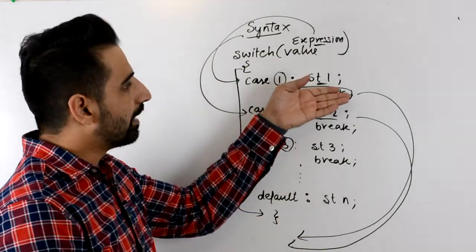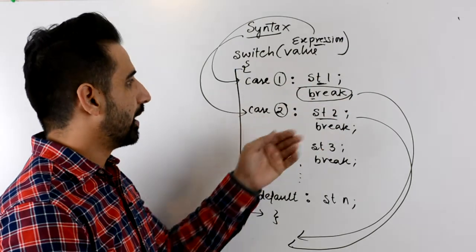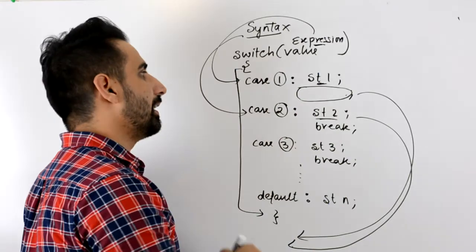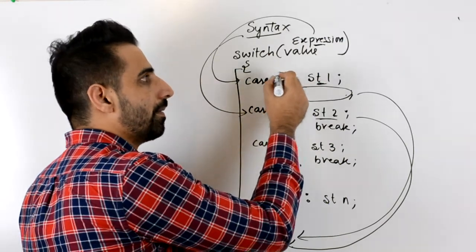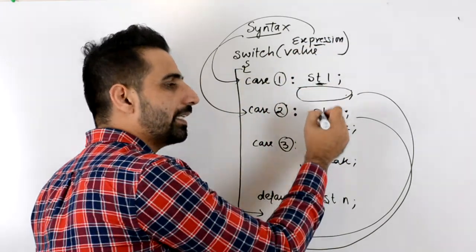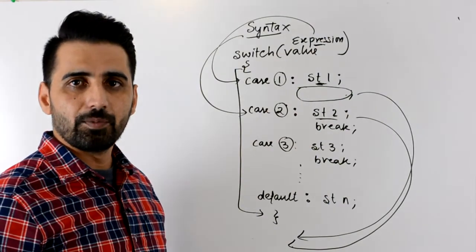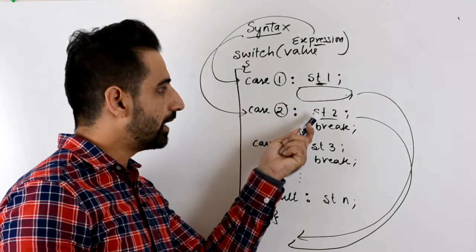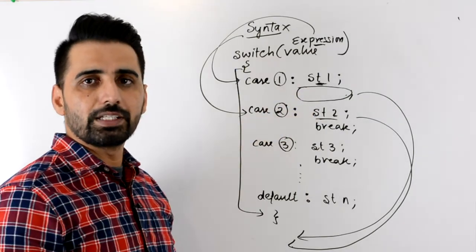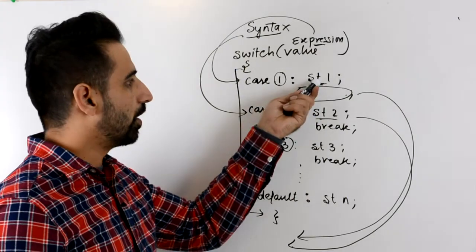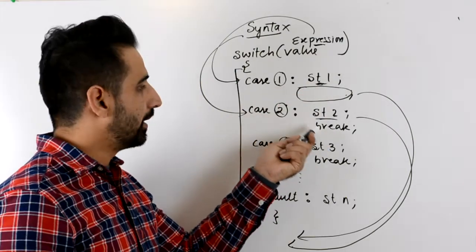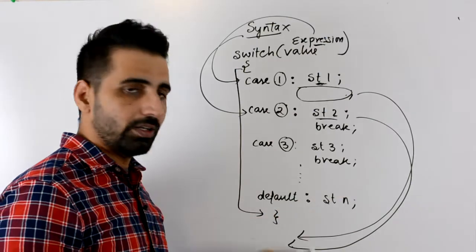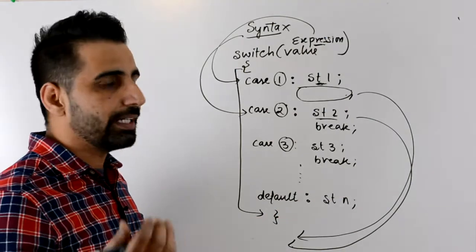If we are missing a break, like if I don't use a break over here, and the first case matches, then statement 1 and statement 2 will both execute. Because break is not there, it will not come out of the switch. Then it will run statement 2, and this is known as fall through. That means it falls from statement 1 to statement 2. Then after statement 2 there is a break, so it will come out of the switch block. Let's do an example for this one.